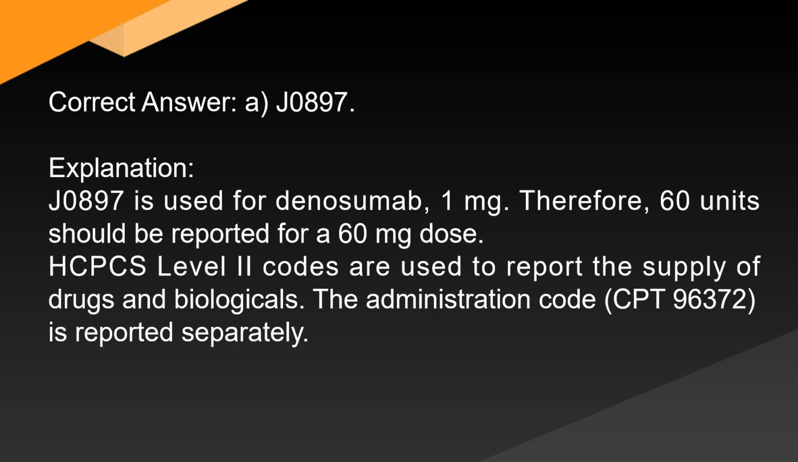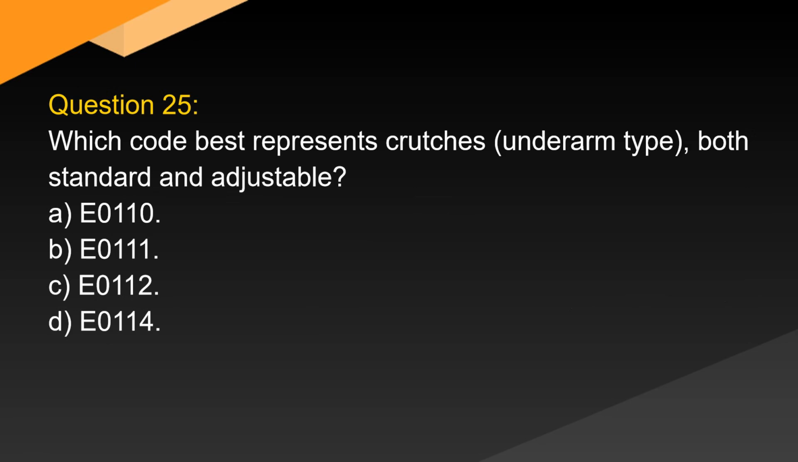J897 is used for denosumab, 1 mg. Therefore, 60 units should be reported for a 60 mg dose. HCPCS level II codes are used to report the supply of drugs and biologicals. The administration code, CPT 96372, is reported separately.